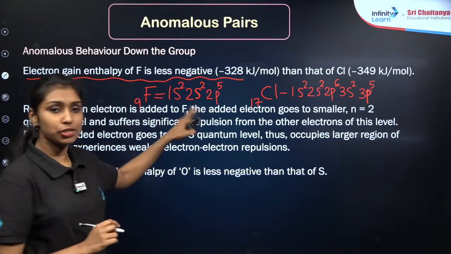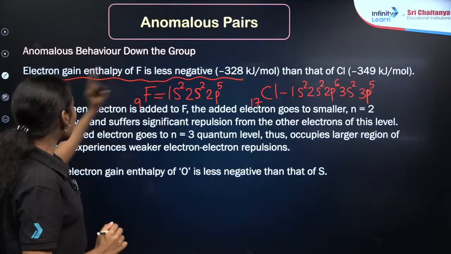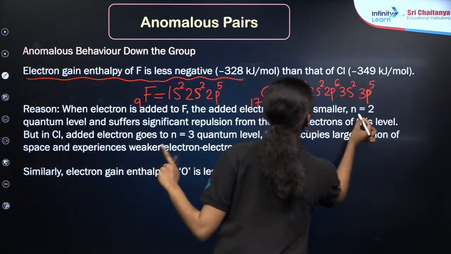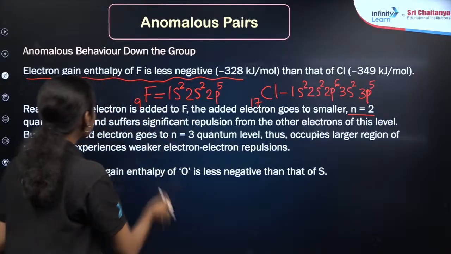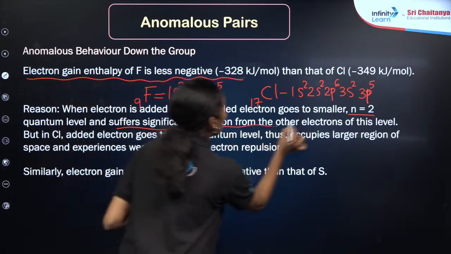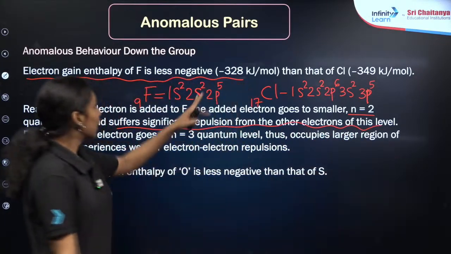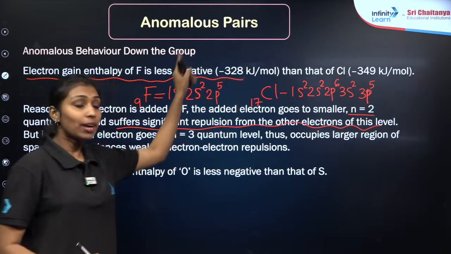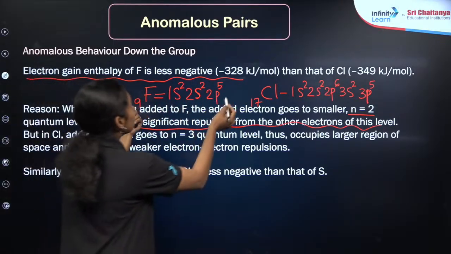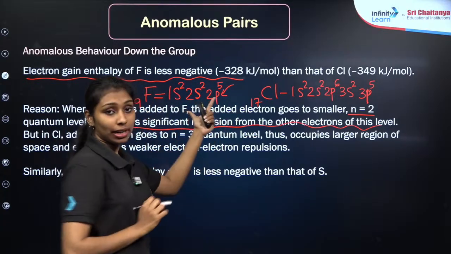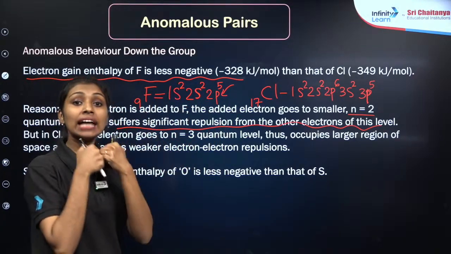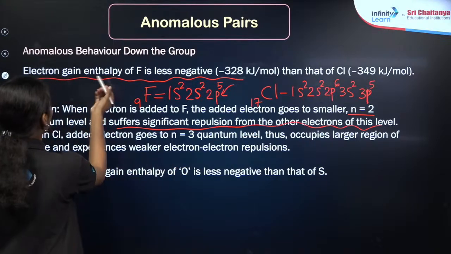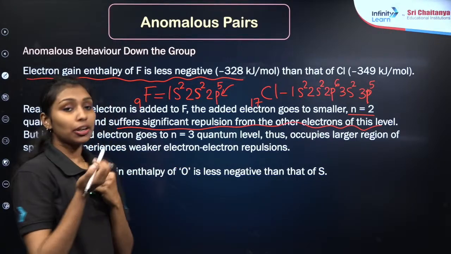This is the electronic configuration of fluorine and chlorine, right? Whenever we are adding one electron to the fluorine atom, it is always added to the second shell, n equal to 2 quantum level, and it suffers significant repulsion from the other electrons in this level. This is the electronic configuration of fluorine, 1s2 2s2 2p5. If we add one electron to this atom, it will enter the 2p orbital, and there will be more repulsion from the other electrons already present in the 2p orbital. That is why fluorine experiences less negative electron gain enthalpy.